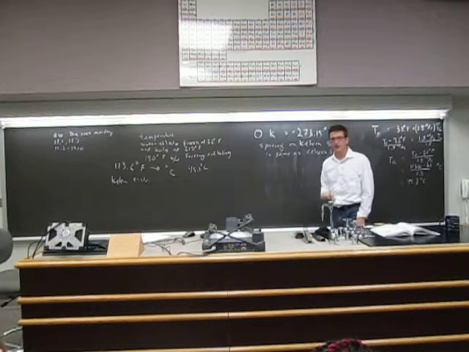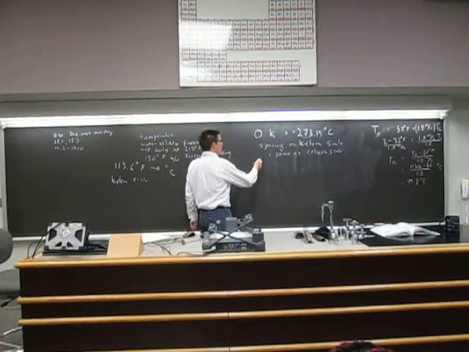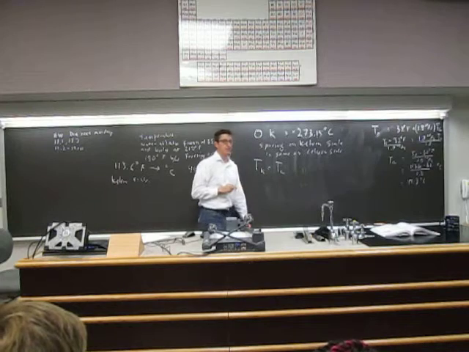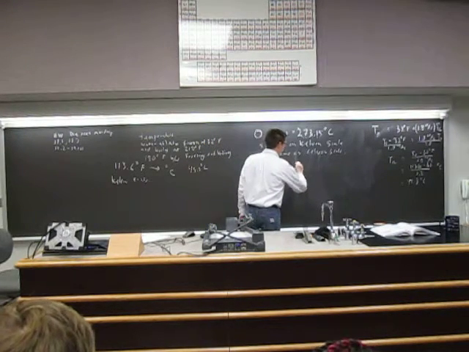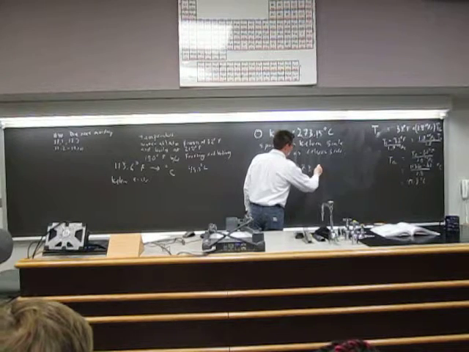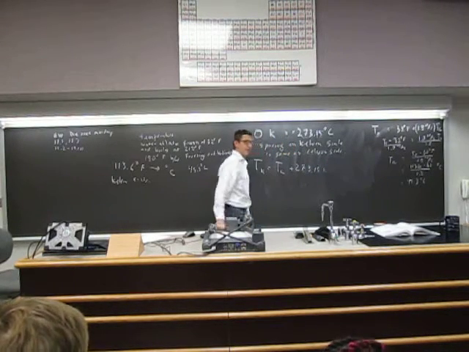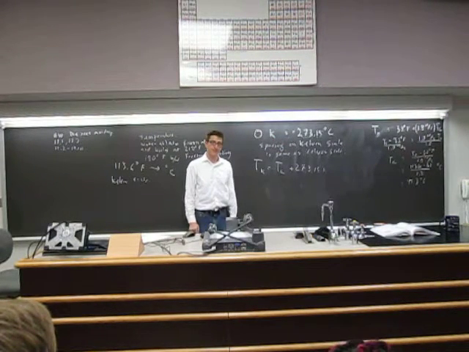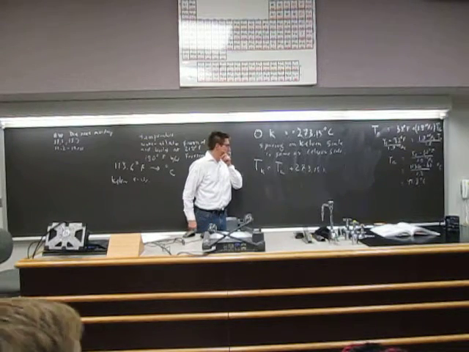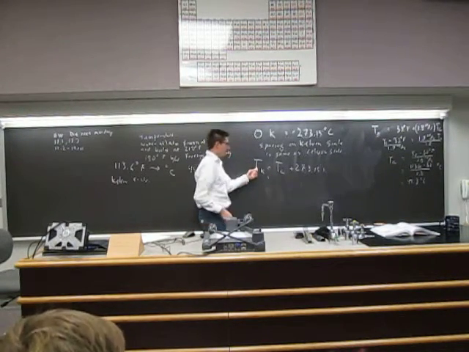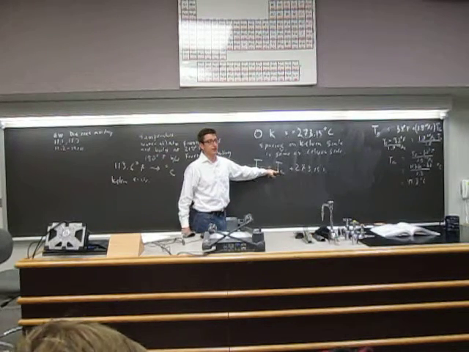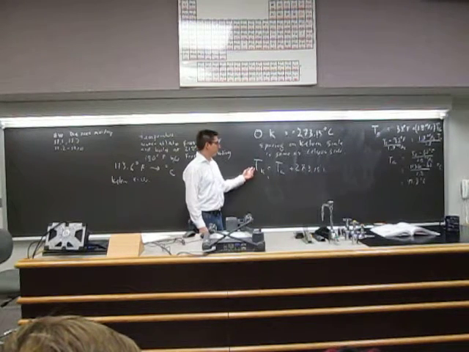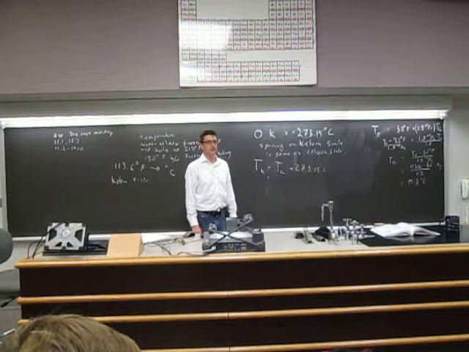And so what I would do if I wanted to get to the Kelvin scale is take the temperature in Celsius plus 273.15, because 0 Kelvin is negative 273.15 Celsius. So for instance, 0 degrees Celsius, freezing, would be 273 Kelvin. Boiling would be 373.15 Kelvin. Make sense?